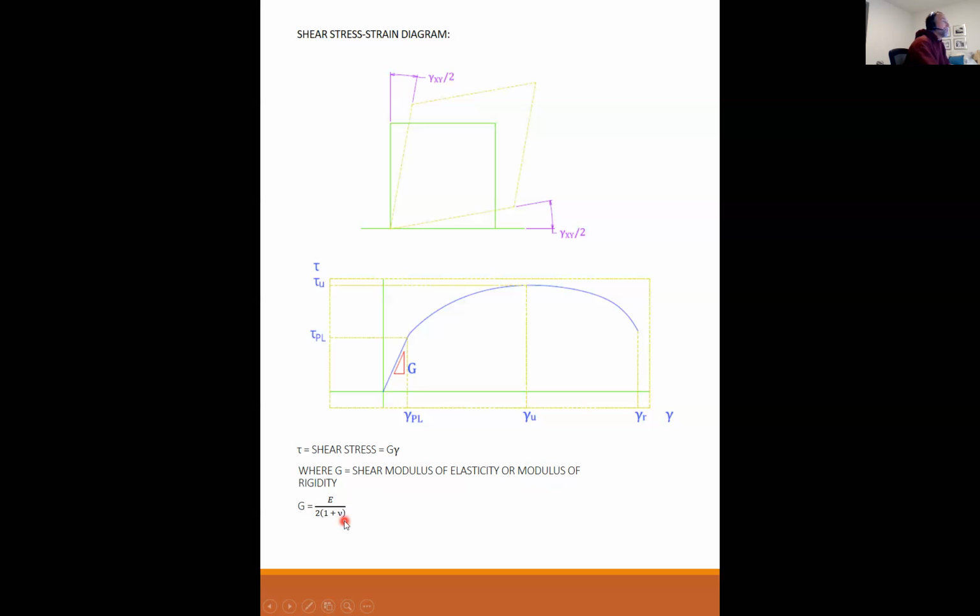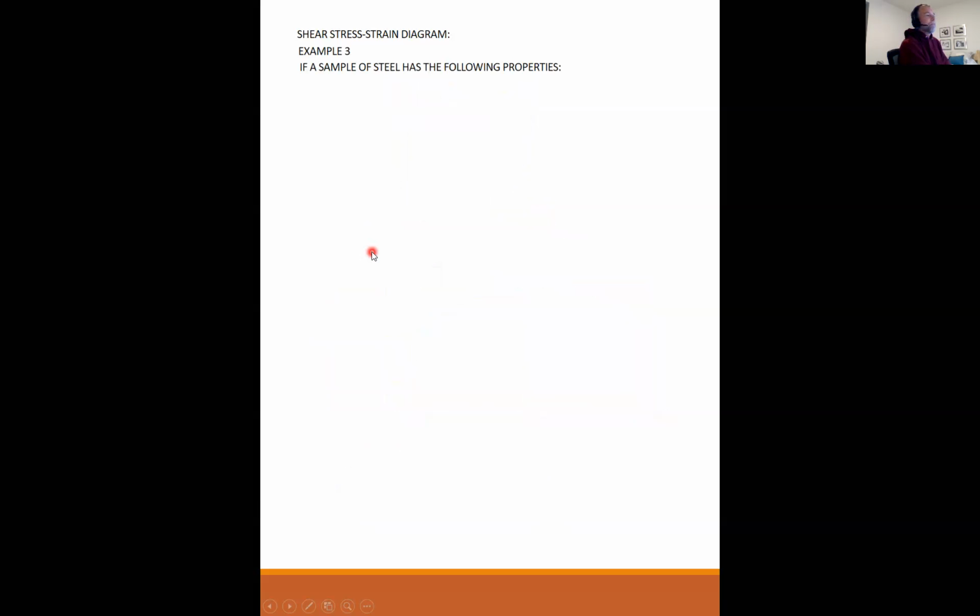Okay, example 3. If a sample of steel has the following properties: Young's modulus is 29,000, nu is 0.32. What we want is to find the modulus of rigidity. Solution: G is equal to E over 2 times (1 plus nu). So I just plug and play, and I get 10,985 KSI. Box my answer. The back of the textbook rounds this to 11,000 KSI.